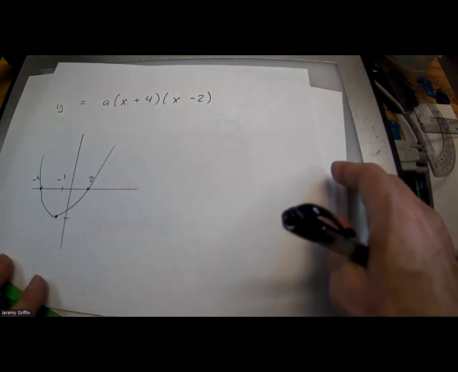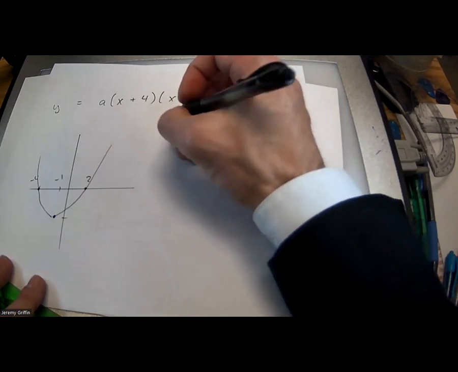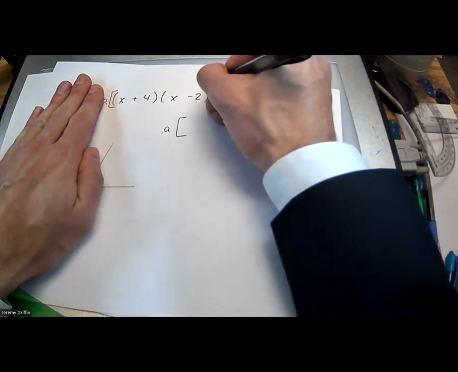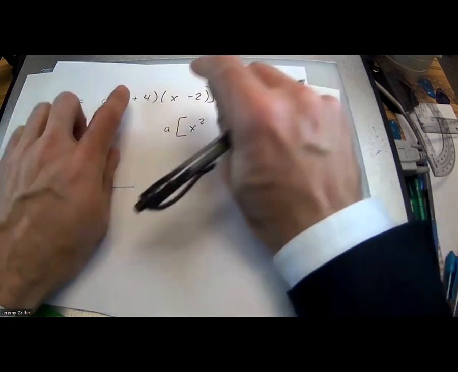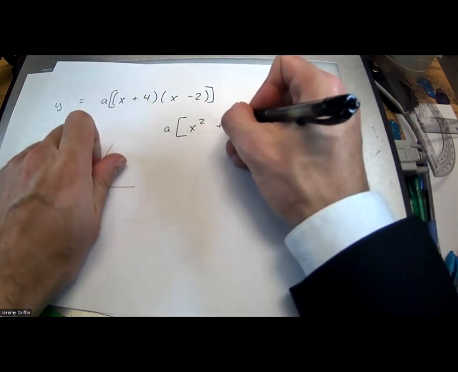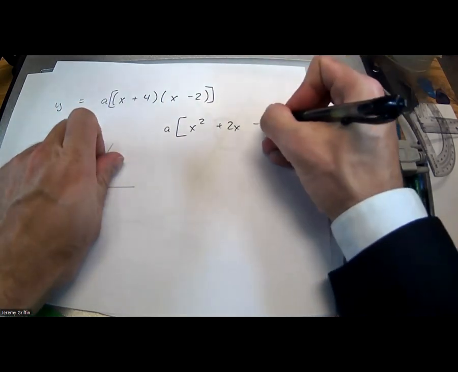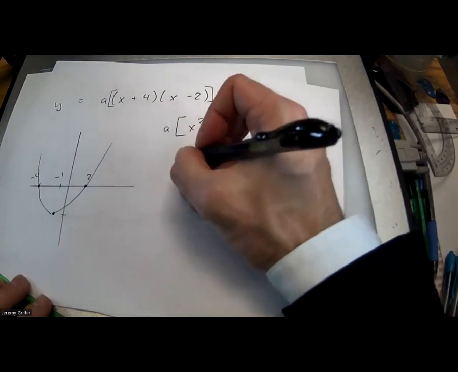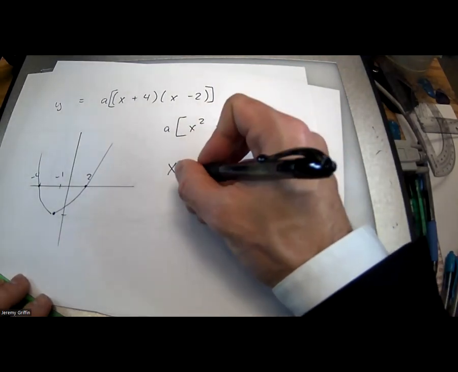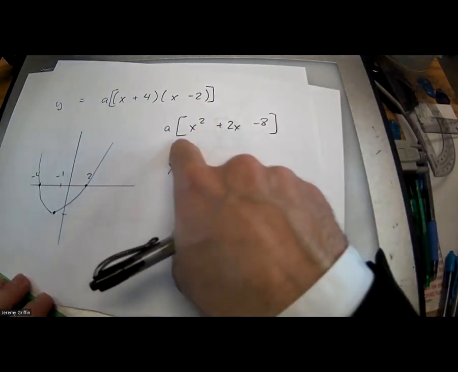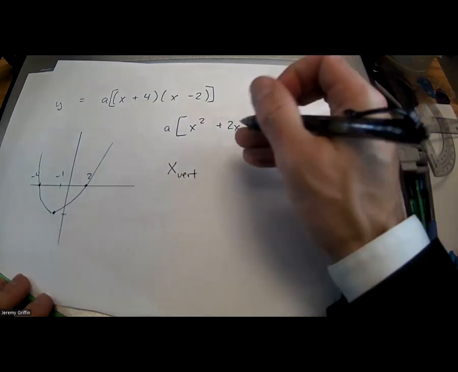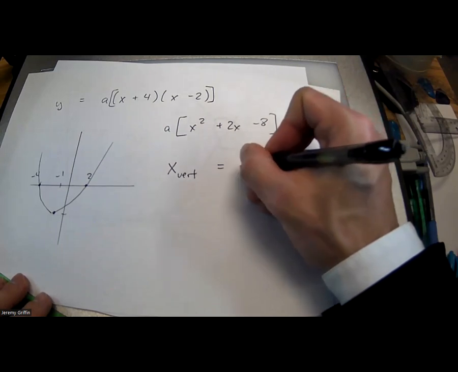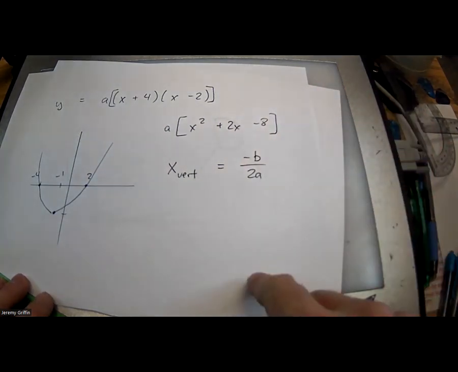Now, what's another way you could have done it? You could have multiplied this out. So a times, let me FOIL this part right here. That would look like that, right? And do you guys know the rule for the x value of the vertex from this form? It's a piece of the quadratic formula, not the whole thing, but it's the part that says -b/2a. Let's see if that actually works.